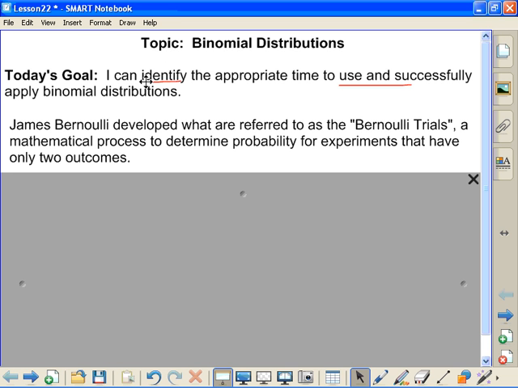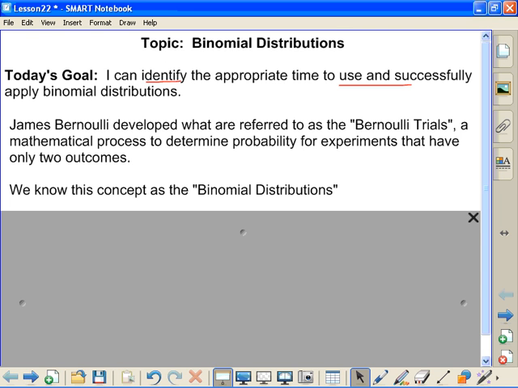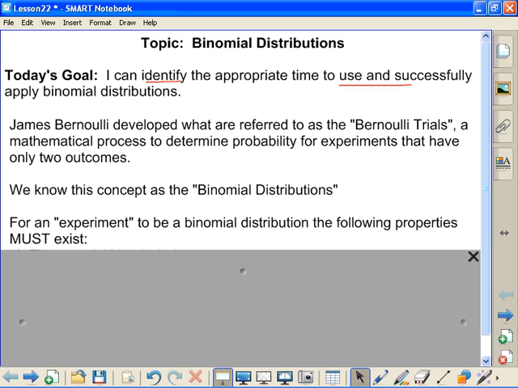Quick history lesson. This binomial distribution was developed by a gentleman named James Bernoulli, a famous mathematician who dabbled in physics a little bit. It was referred to as the Bernoulli trials. It's a mathematical process that determines the probability for an experiment with only two outcomes. So binomial distributions, we know this, the Bernoulli trials as this, and here are the conditions.